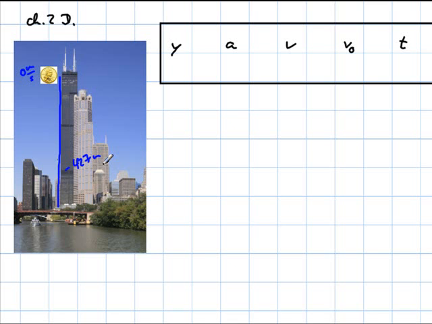Then I'm supposed to figure out what the velocity is just before impact, so I'm going to put a question mark here. This one here is negative 427 meters, and the initial velocity from rest is 0 meters per second. We don't have the time given, but we need to look closely at the problem and say, this is meant to be free fall, and with free fall we know that the acceleration is the acceleration due to gravity, negative 9.80 meters per second squared. The acceleration points down, that's why it's negative.